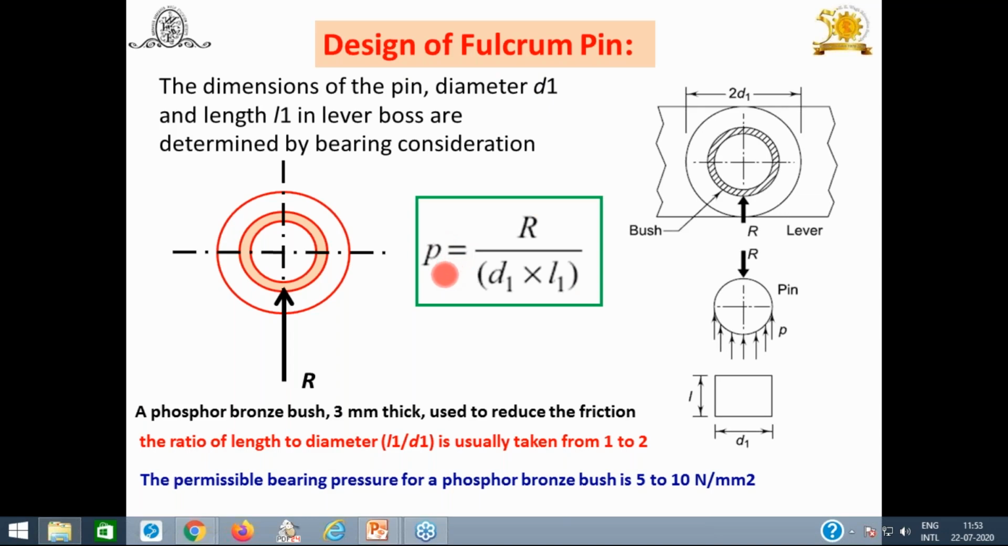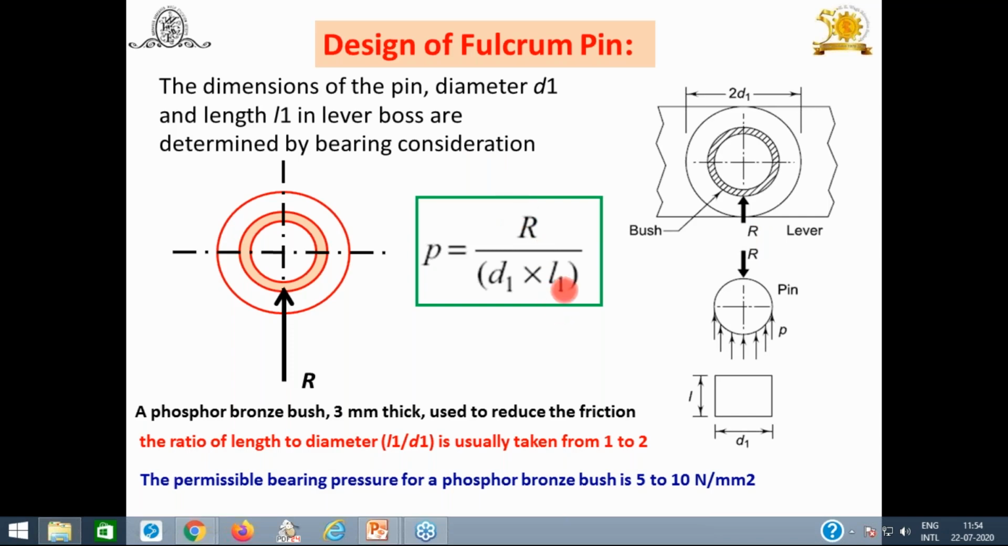That means in the design of the fulcrum, we are going to use the bearing pressure. The permissible bearing pressure for a phosphor bronze bush or steel is in the range of 5 up to 12 Newton per mm square. I have written 5 to 10 Newton per mm square for phosphor bronze. If the pin is made of steel, this bearing pressure is up to 12 to 15 Newton per mm square. Try to understand. You can substitute this value based on this.